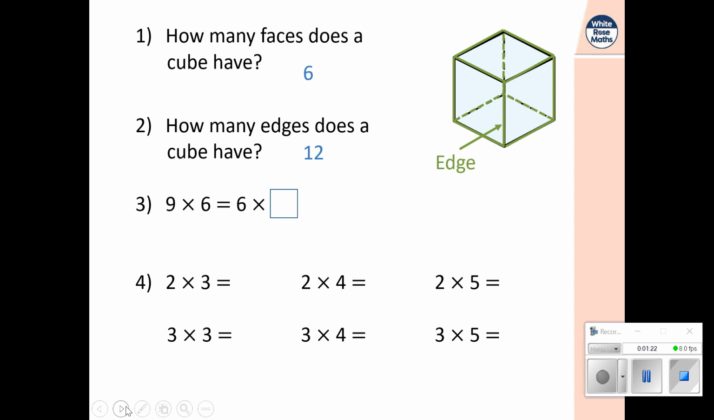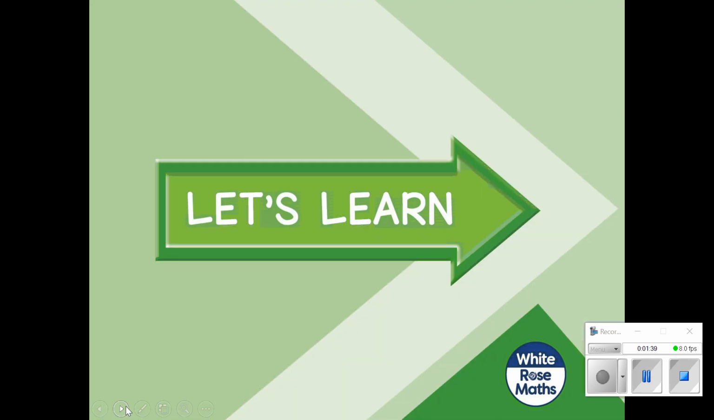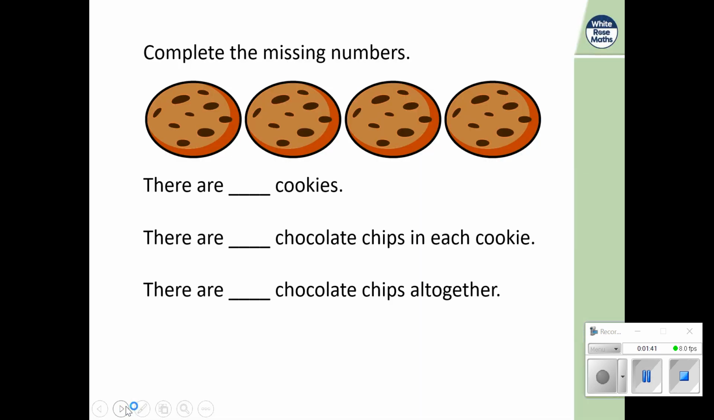The next question uses the law of commutativity. 9 times 6 is the same as 6 times 9. And now all we're doing is practicing your times tables. So 2 3s are 6, 2 4s are 8, 2 5s are 10, 3 3s are 9, 3 4s are 12, and 3 5s are 15. Now let's learn our main activity.